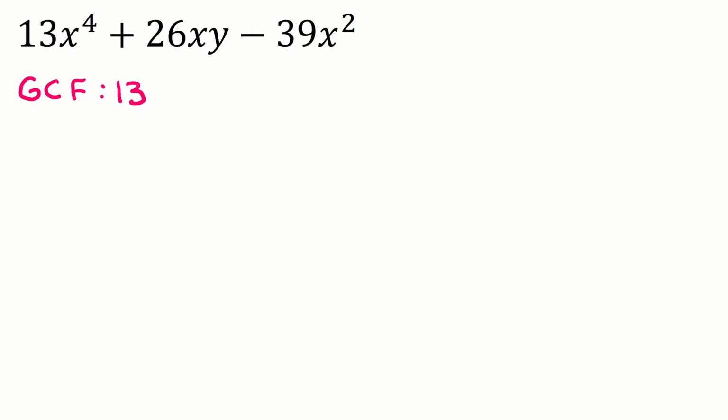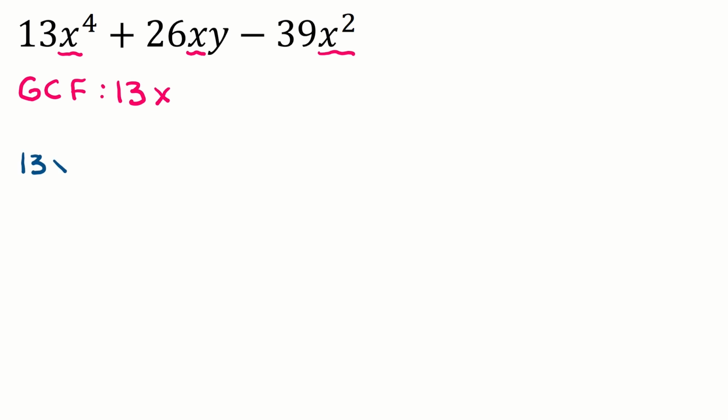Then we move to the variables. So we have x to the power of 4, an x, and an x squared here. You have to pull out the highest exponent that is common for all x's. So the highest exponent that all three terms have is just x to the power of 1. And then in terms of the y, only the middle term has a y, which means it is not common.